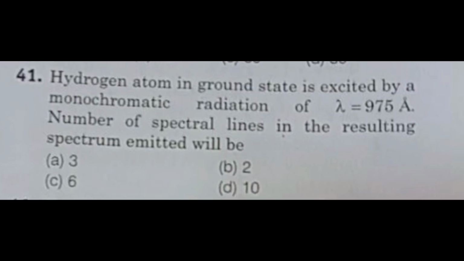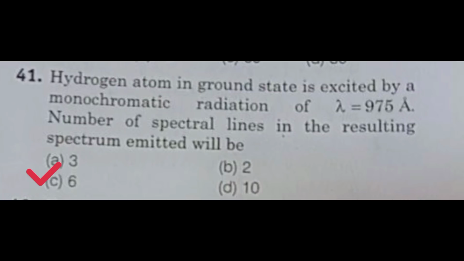The next question, a hydrogen atom in ground state is excited by a monochromatic radiation of lambda equal to 975 A. The number of spectral lines in the resulting spectrum emitted will be. The options are 3, 2, 6, and 10. And the right one is option number C, 6.